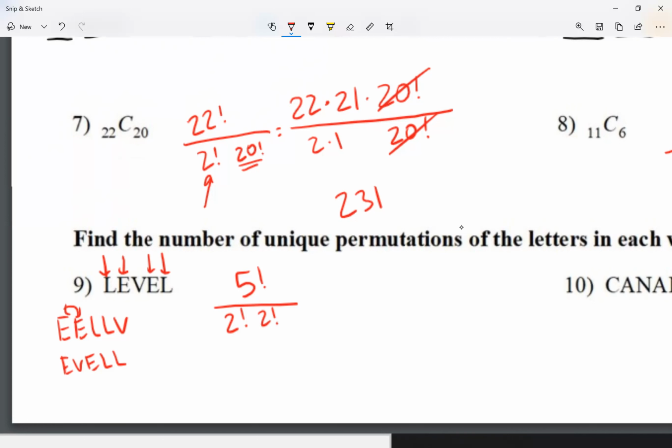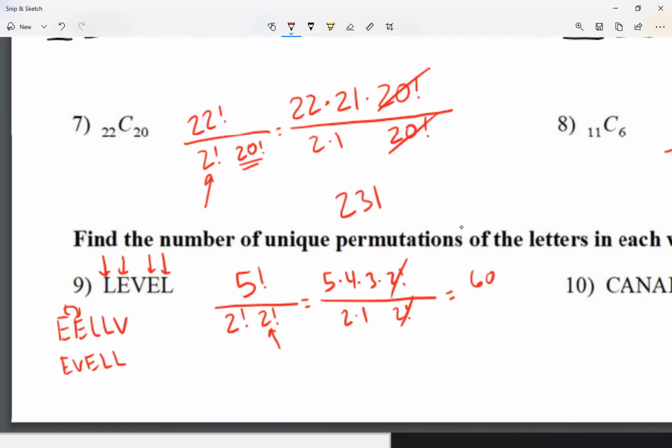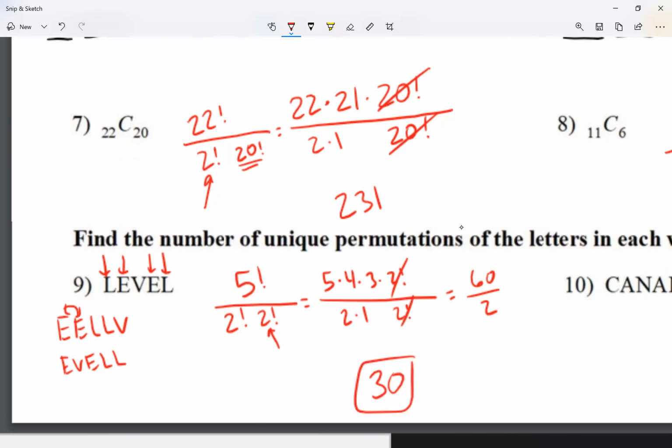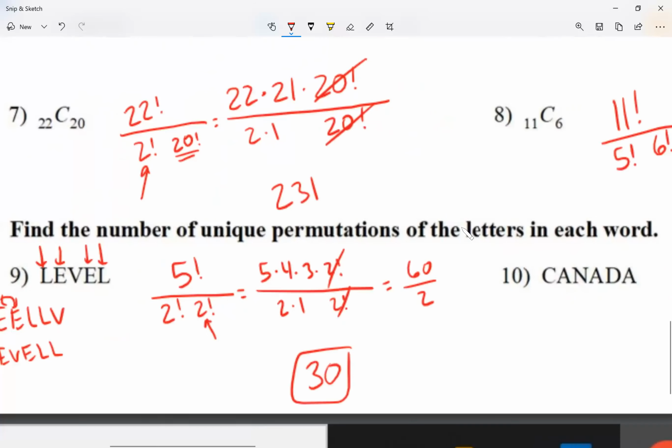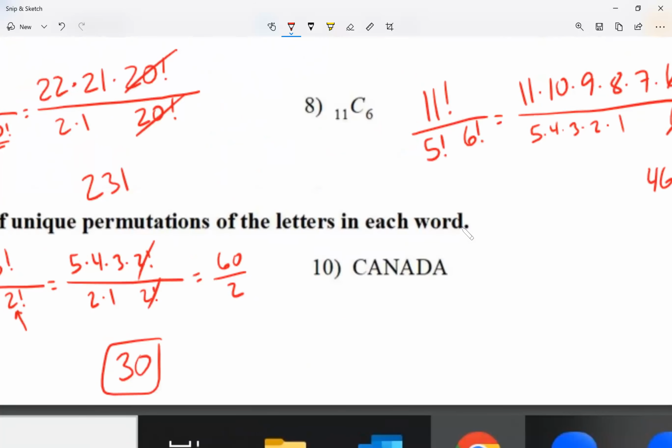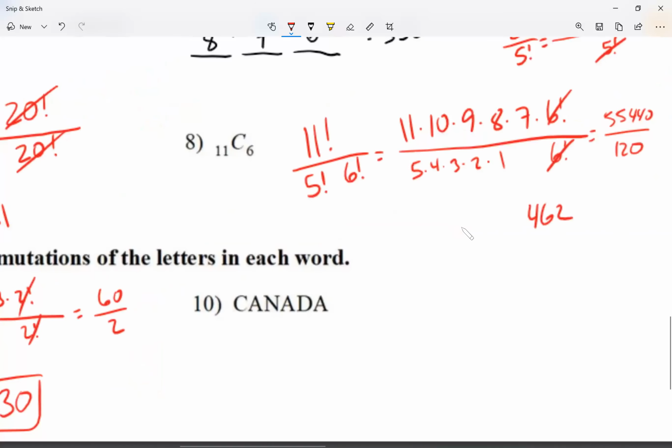Are there any other letters that repeat? No. Okay. So on the top, I have 5 times 4 times 3 times 2 factorial. There is a 2 factorial at the bottom. They cancel out. However, there's still a 2 factorial at the bottom here. So I have 5 times 4 times 3. That's 60. At the bottom, I have 2 times 1, 2. 60 divided by 2 is 30. Nice. Definitely, I was not going to make the list, right? There's 30 different arrangements.